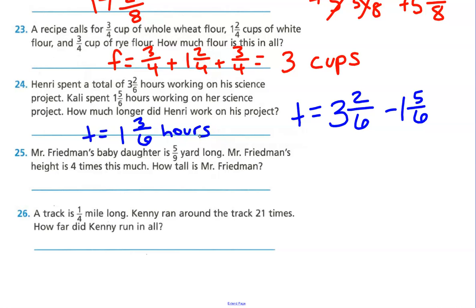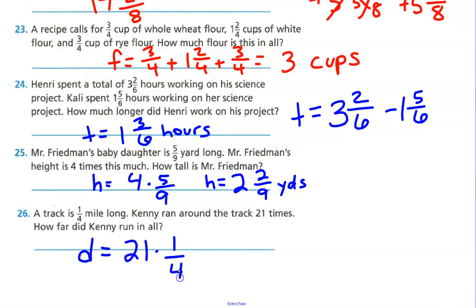For number 25, your equation would have been that H equals 4 times 5/9, and then you would have figured out that your height is going to end up being, looks like 2 2/9 yards. And then for the last one, a track is a 1/4 mile long, so your equation will be the distance equals 21 groups of that 1/4, which is 21 times 1/4. And then when you solve that, you would have gotten D equals 5 1/4 miles.